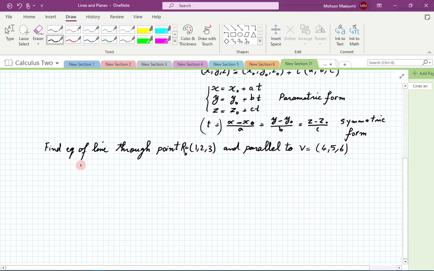So the general equation is just r equals r0 plus tv. Now, depending on how you want to write it, suppose I want to write the parametric form of it. It's going to be x equal to x0, which is 1 plus 4t, y is going to be y0, which is 2 plus 5t, and z is going to be z0, which is 3 plus 6t. Remember we call this thing parametric style.